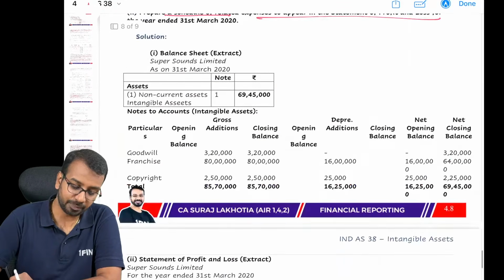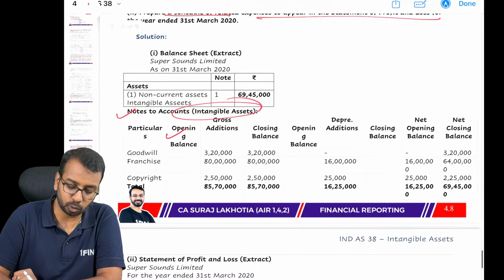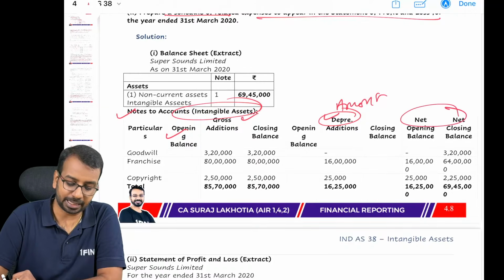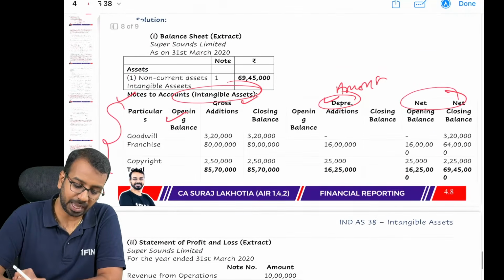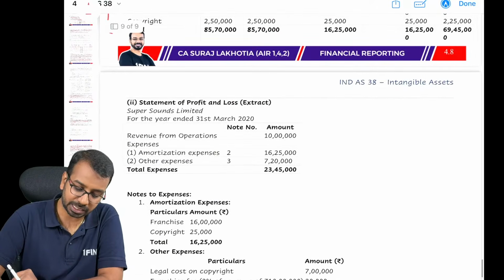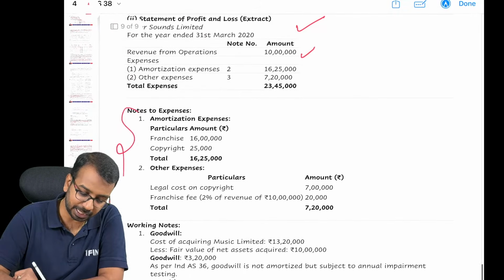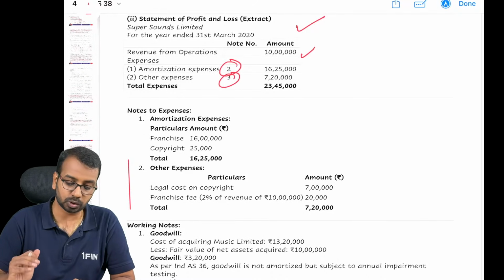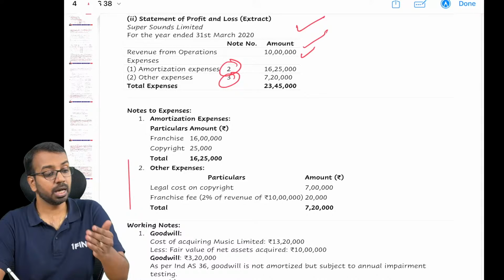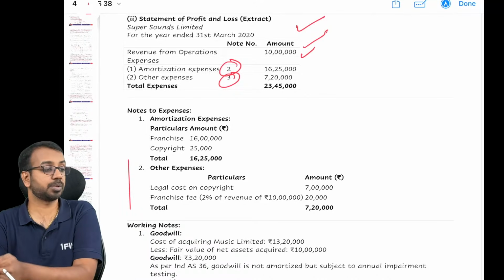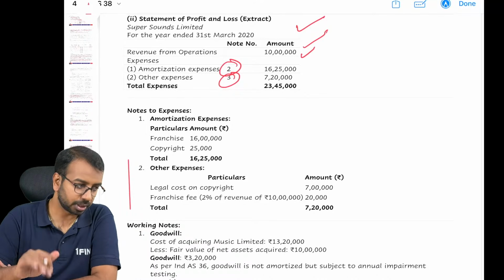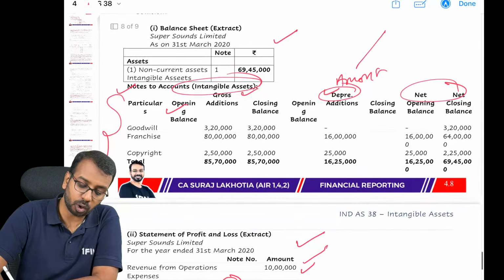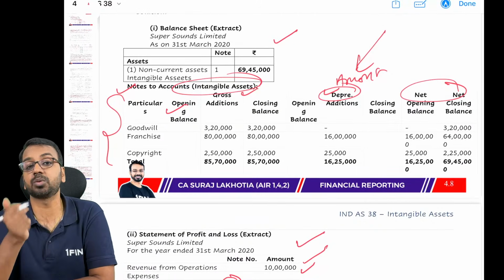So, when they say schedule for intangible assets, follow this kind of schedule. Opening balance, gross amount, this is amortization, sorry, and net amount. Okay, this is the depreciation. And a balance sheet extract you have to give. Statement of P&L and its extract you have to give. In the statement of P&L, amortization expense or any other expenses, those things also you have to give, including the revenue. Working notes can be given subsequently. Now, the reason why this is important is, if you know the answers but you are not able to present it in this format, marks will not be given.